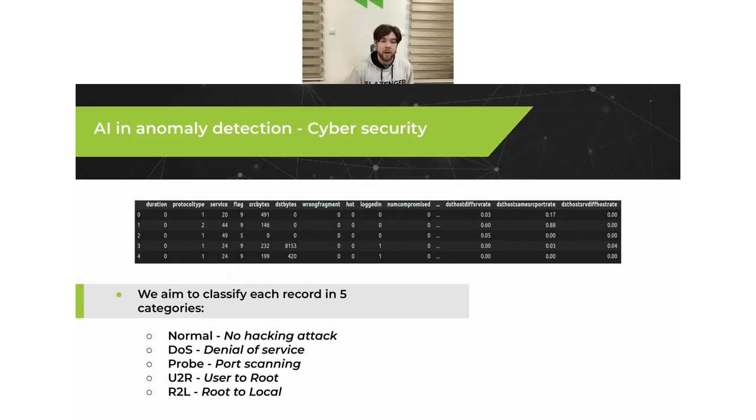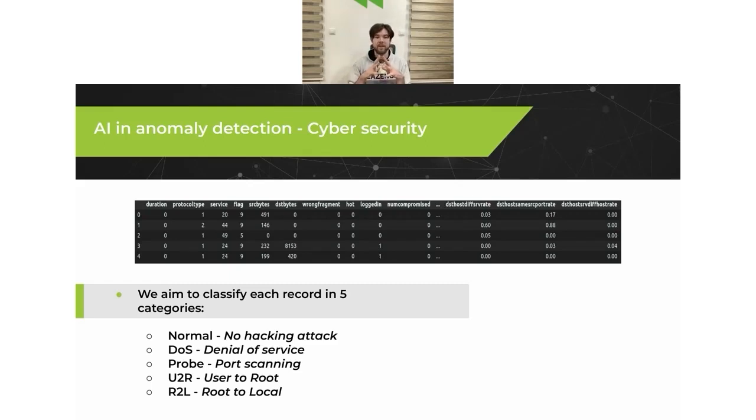And what we're doing here is we're trying to classify each record in this table as, does it belong in one of these five categories? So we have 4 categories for different types of hackers attacks and 1 category for a normal state of network.